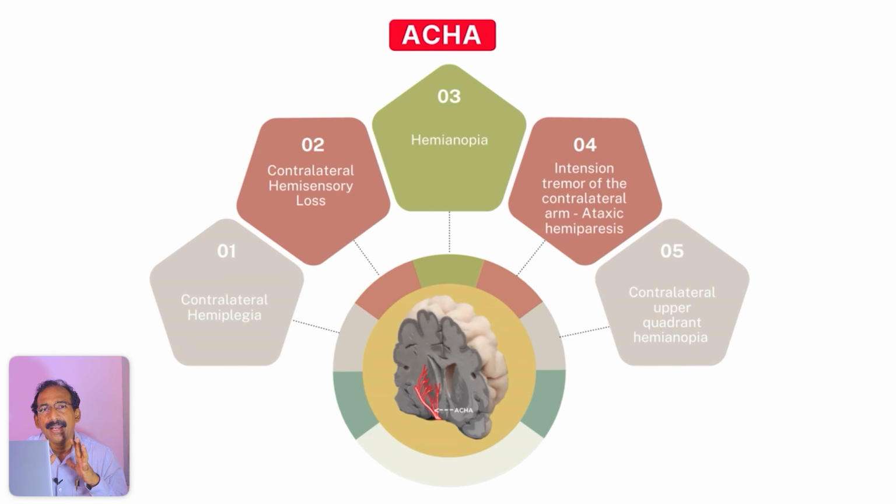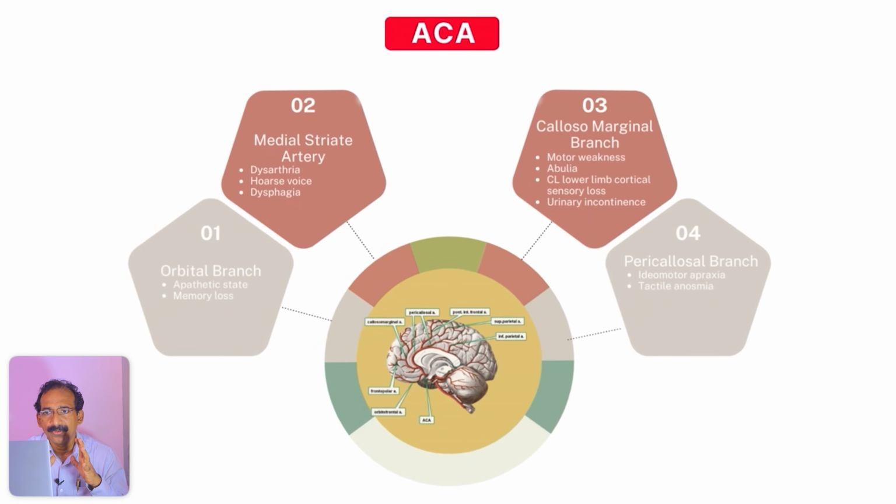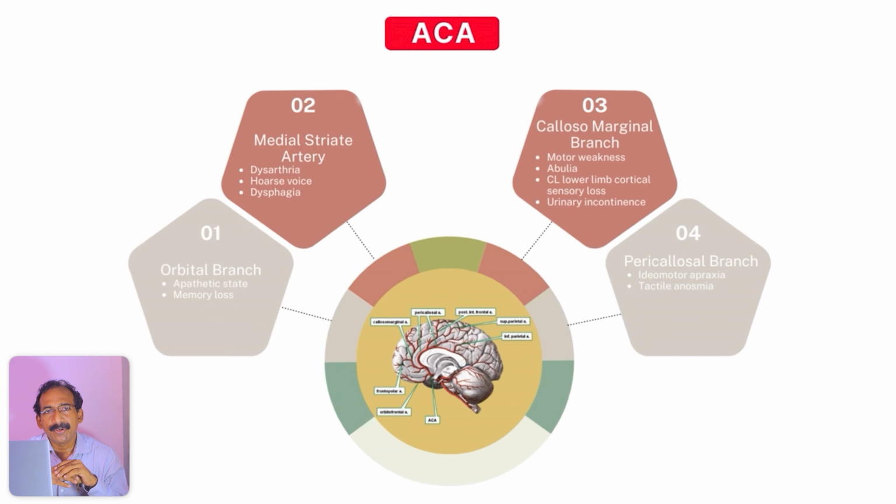And coming to the anterior cerebral artery strokes, if the orbital branch is involved, the patient may be apathetic, with memory loss. Also, they may have dysarthria, hoarse voice, dysphagia. And if the callosomarginal branch is involved, you might find motor weakness, abulia, contralateral lower limb cortical sensory loss, and urinary incontinence. The pericallosal branch involvement causes ideomotor apraxia, tactile anomia. So those are all very important clues.